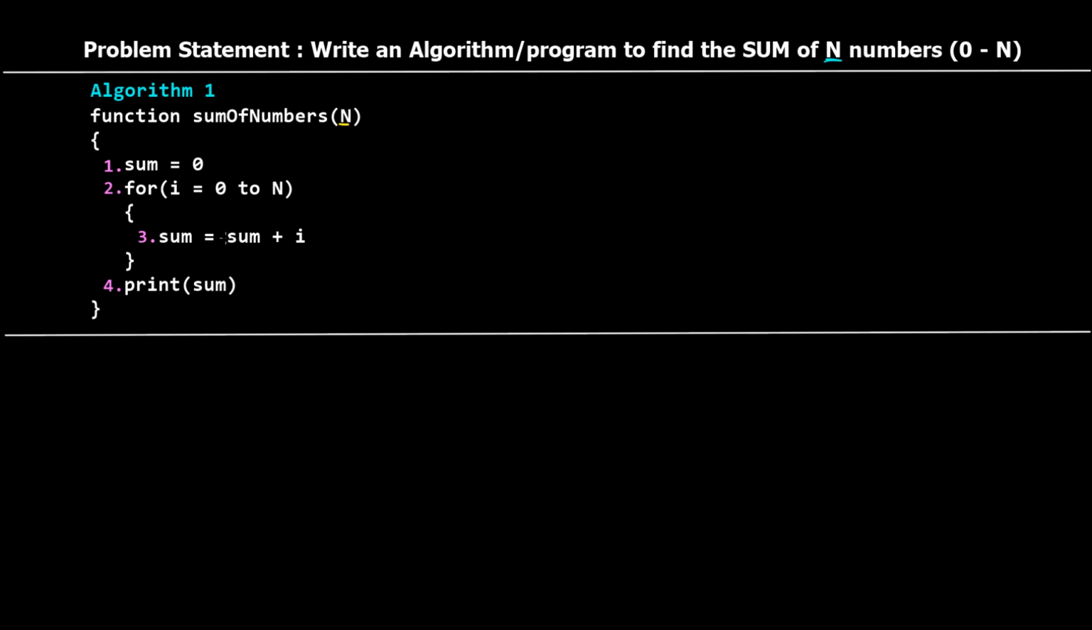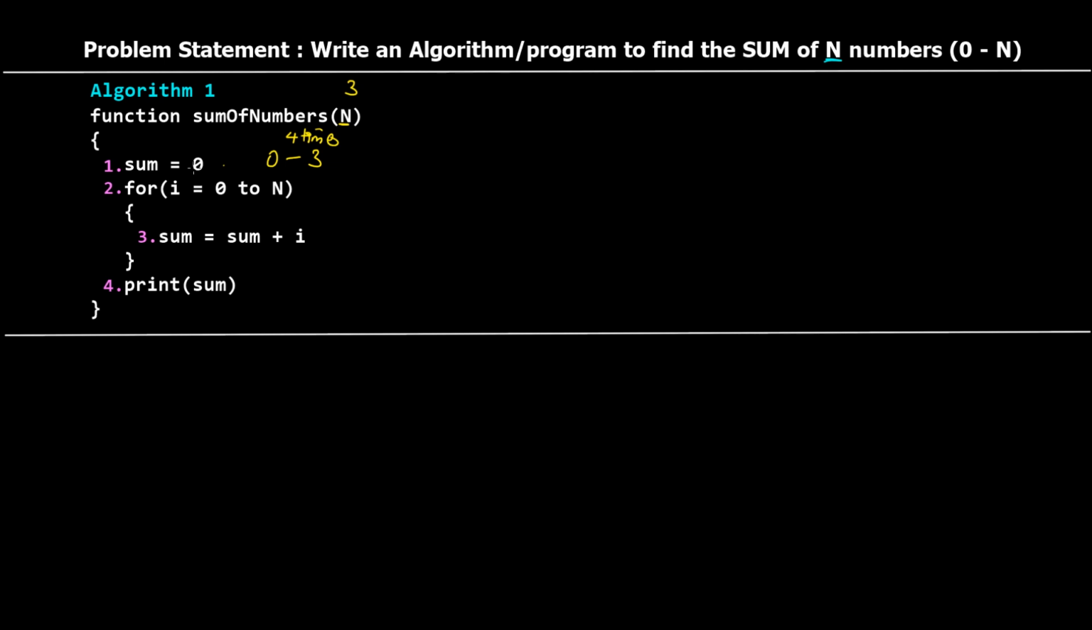And then you say sum is equal to sum plus I, and all the values are stored in the sum variable itself, and ultimately at step number 4 you print the sum. So if you enter 3, your for loop will run from 0 to 3, that is 4 times. You can also run it from 1 to 3, it would run one time less, but that's okay.